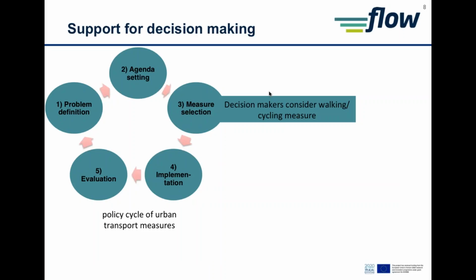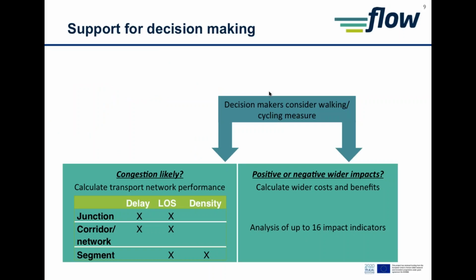And in this stage, our 2 congestion impact assessment tools come into play. We can calculate transport network performance with 3 performance indicators, which are delay, level of service, and density. It depends on the level of assessment which ones you can choose. I will explain this later in a little more detail. If, for example, there is a junction where the traffic light is rephased, you can choose delay and level of service, and the same for all measures that relate to a corridor. And if you want to analyze the impacts of a measure that relates to a certain segment between 2 junctions, you would be able to choose between level of service and density, or you can also use both as performance indicators.